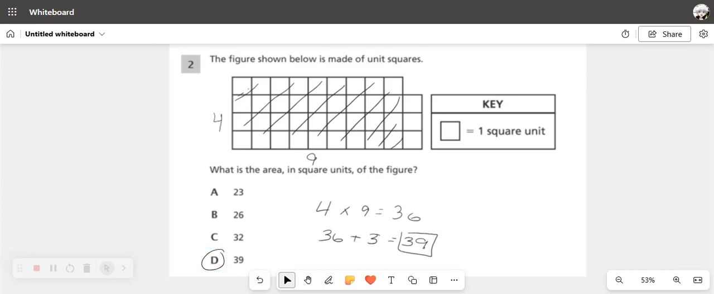And also look at the key, because sometimes they can trick you into thinking that one square equals 1 square unit, when 1 square actually equals like 5 square units, for example. So just keep that in mind. Let's move on to the next question.